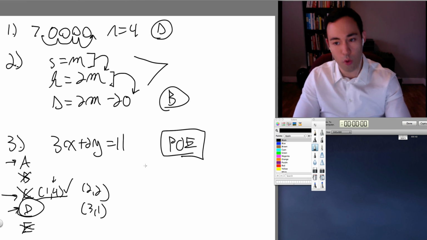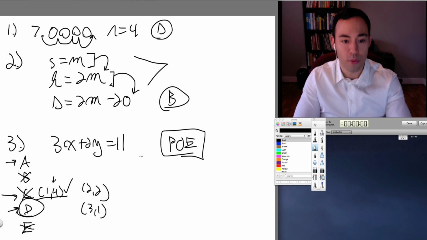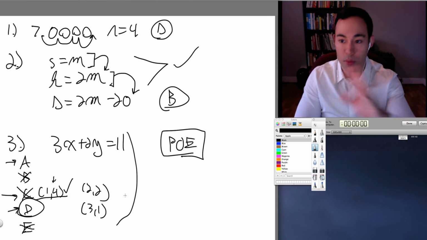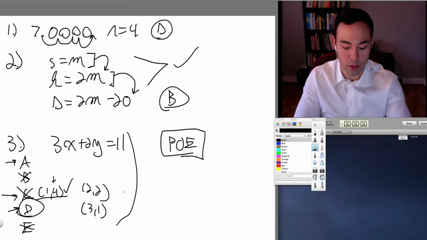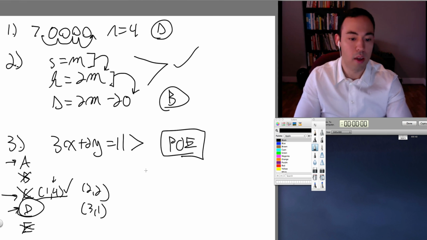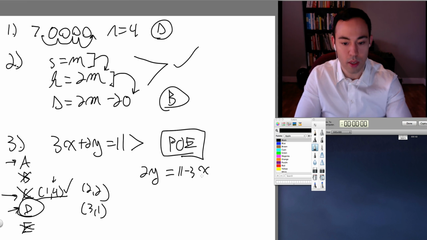But I want to show you the more formal way. And the reason why I want to show you the formal way is, again, just like with number 2, sometimes, actually all the time, the SAT test writers will recycle these concepts and turn them into different level of difficulty questions. So if I wanted to solve something like this formally, I would first isolate a variable. So we got 2y equals 11 minus 3x, and then we're going to divide both sides by 2.